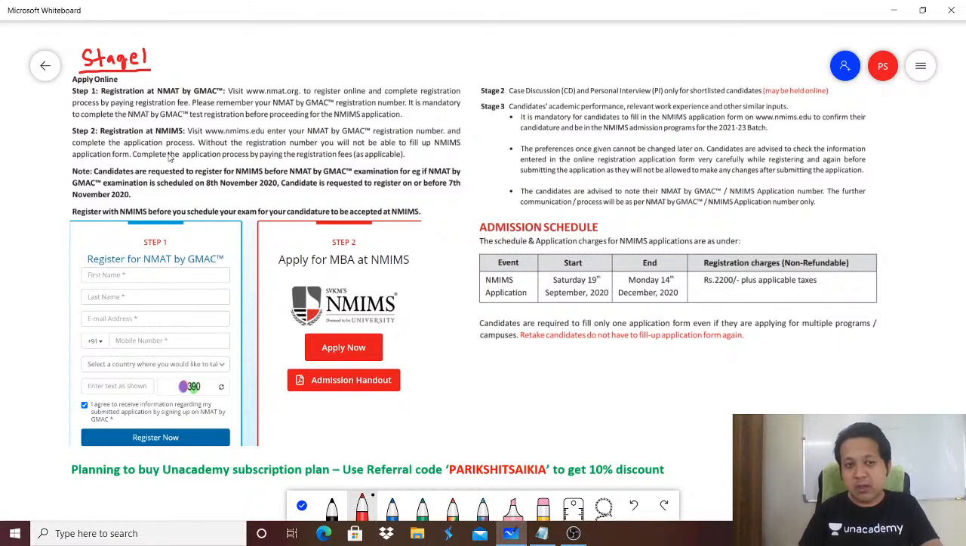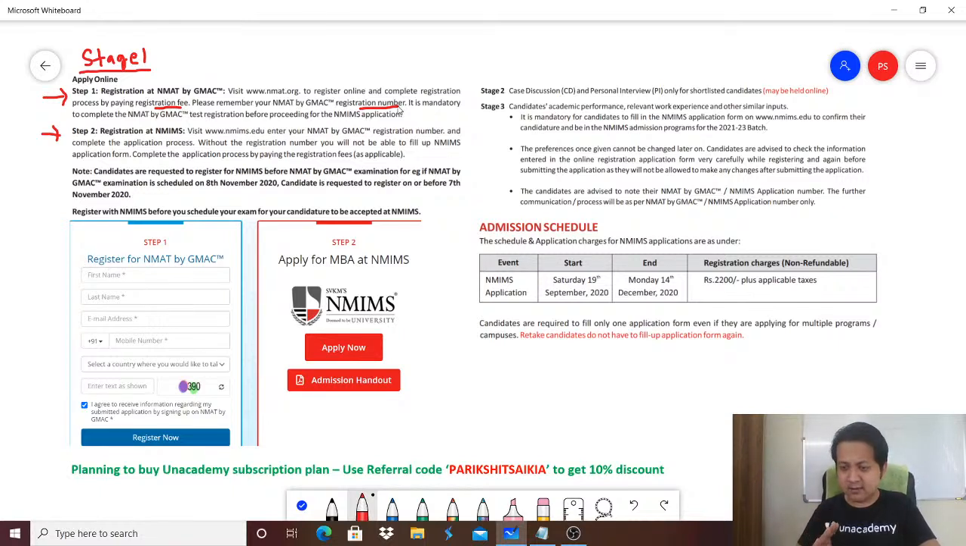Now, stage 1 is only completed if you register for the NMAT exam as well as register for the NMIMS college. Two separate registrations and two separate fee payments need to be done. Please make sure that you hear me out carefully on this. It says you need to visit their website. Obviously, you'll pay the registration fee and register for the NMAT exam. Once you do that, you get a registration number. That is important. You need to note it down.